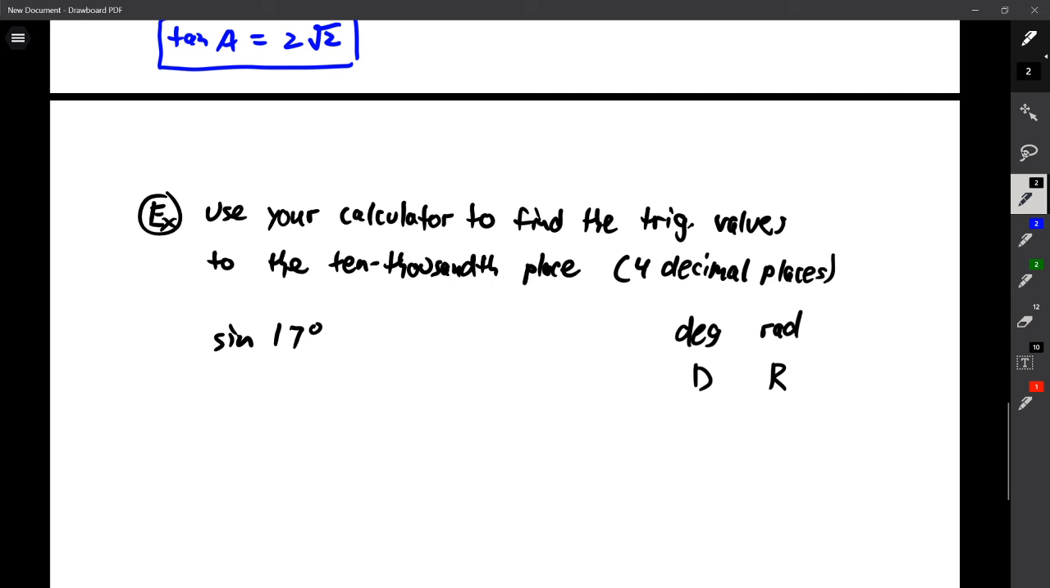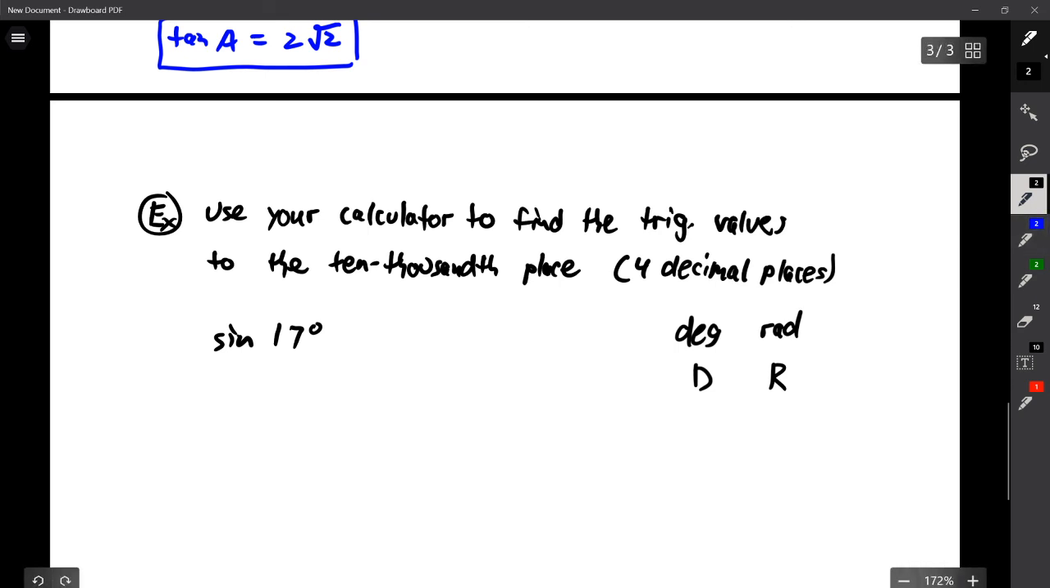Usually there's some kind of mode button or something like that that you can use. On the one that I'm using, this is a Casio, I have to go Shift Setup. When I go Shift Setup, I have option 3 to select degrees or option 4 for radians. So I need to be in degrees right now. With it in degrees, I just push the SIN button, then I say 17, and then I hit Enter.